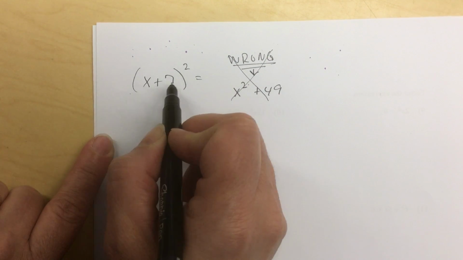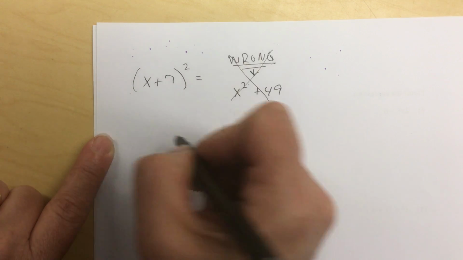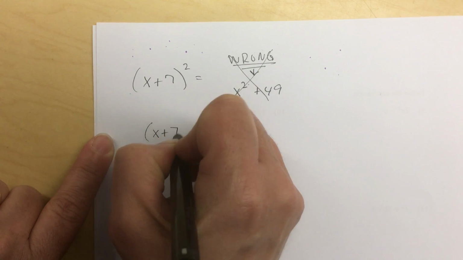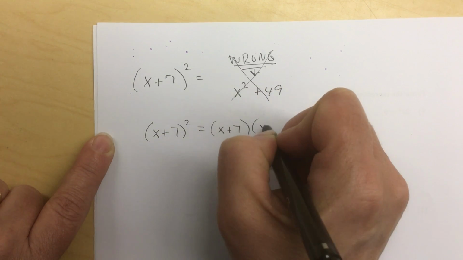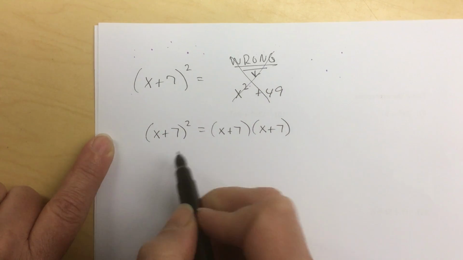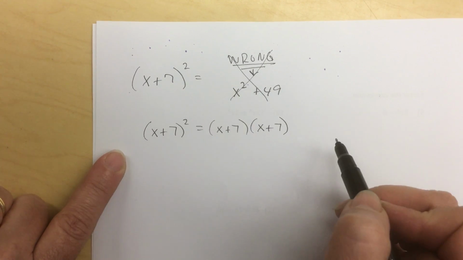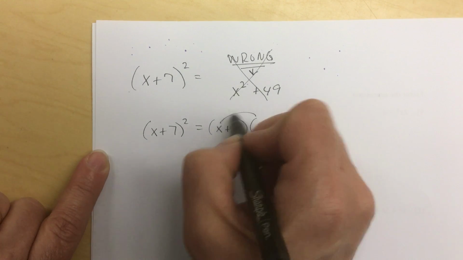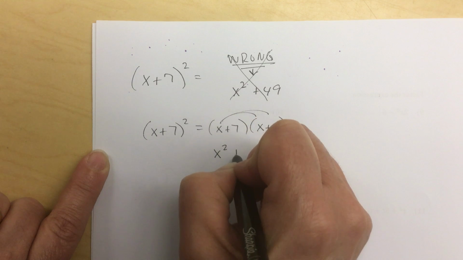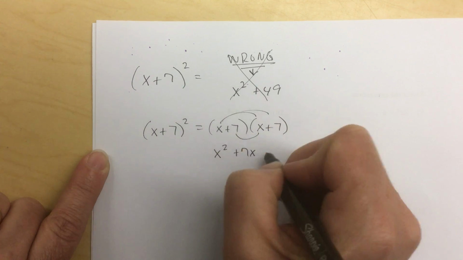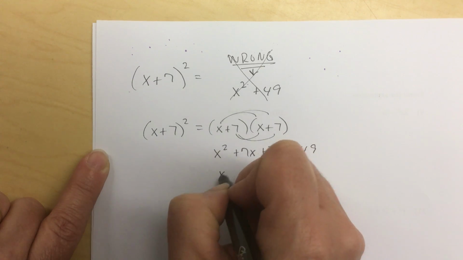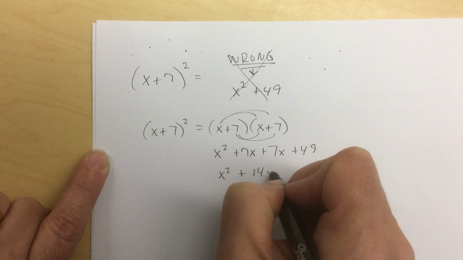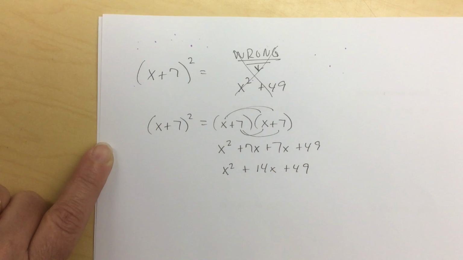So you've got to remember that anything squared means it's self times itself. Okay, x plus 7 squared means x plus 7 times x plus 7. So if we distribute this out, we're going to get x squared plus 7x, and then plus another 7x, and then plus 49. So we get x squared plus 14x plus 49.